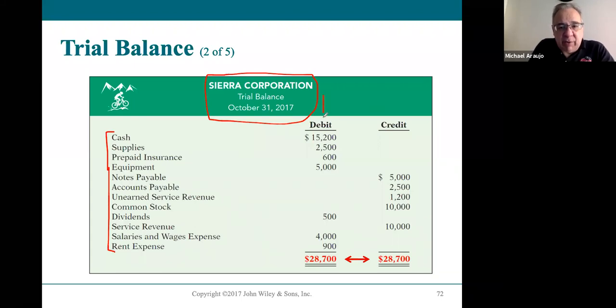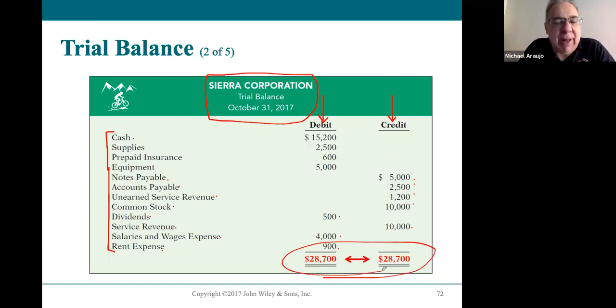You know that the accounts that you listed are either going to have balances on the debit side or on the credit side. Accounts like cash, supplies, prepaid insurance, and equipment have debit balances, so you would put them in the debit column. Your liability accounts, as well as common stock, have credit balances, so you'd put those in the credit column. Dividends have a debit balance, goes in the debit column. Revenue has a credit balance, goes in the credit column. And all your expenses have balances on the debit side. Adding up all your debits and adding up all your credits, they should equal.